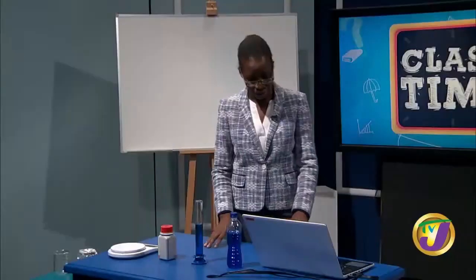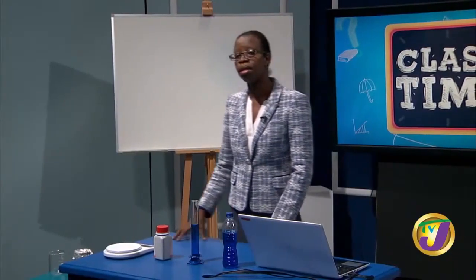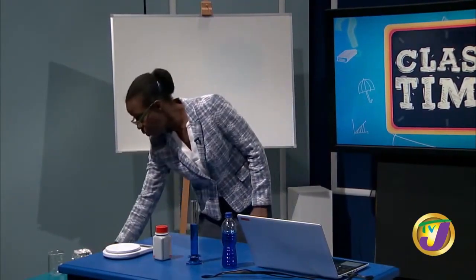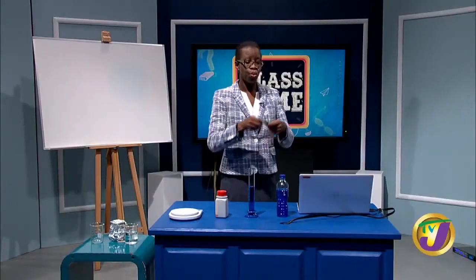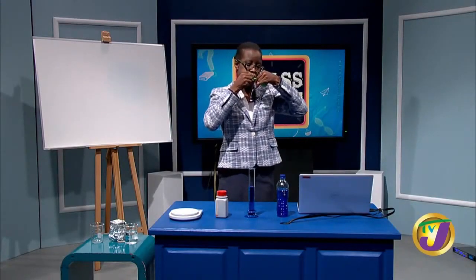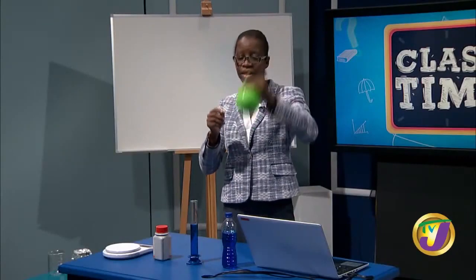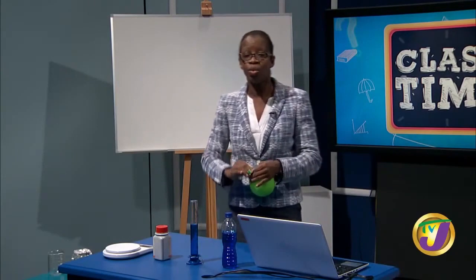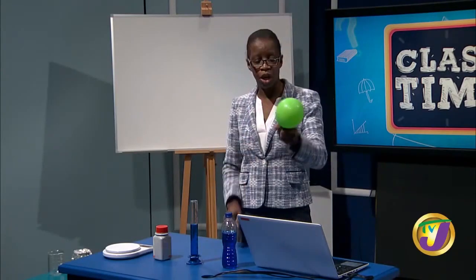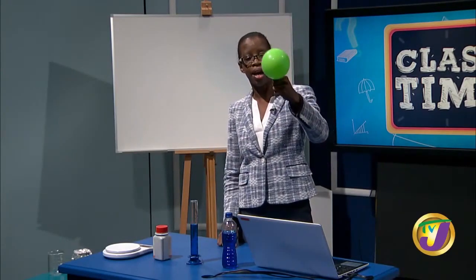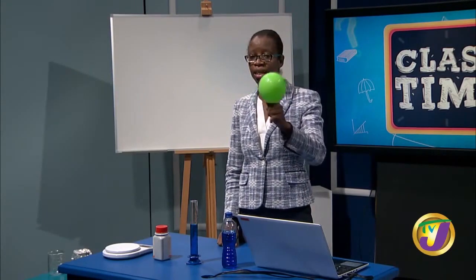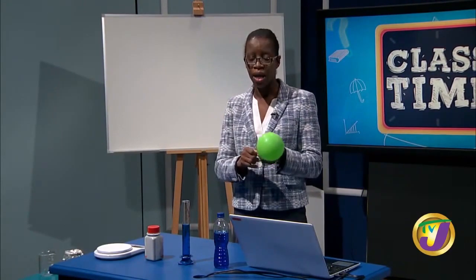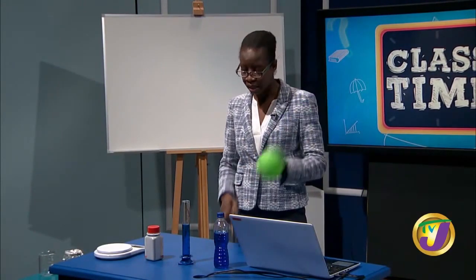But what about air? Does air have mass? If we were to take a balloon, we could blow into this balloon, need some strength here, and we could easily determine the volume because, of course, we can see that the air occupied some space in the balloon. So air has volume, that is, it occupies space.